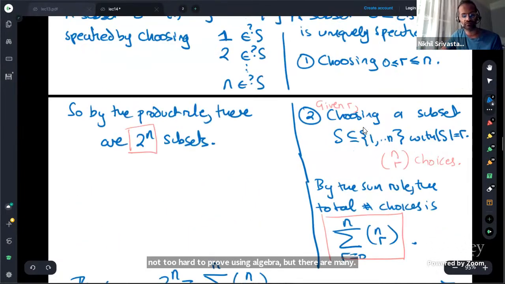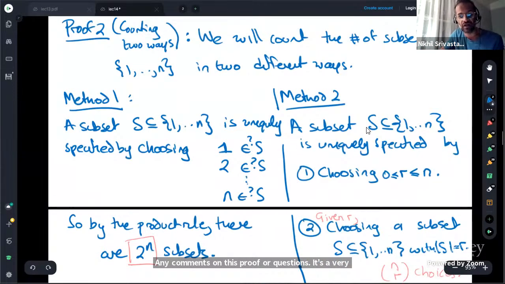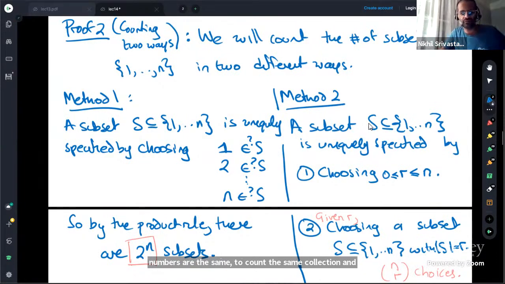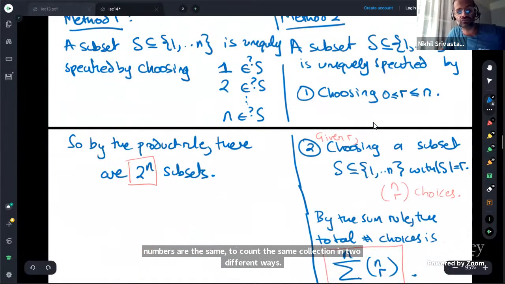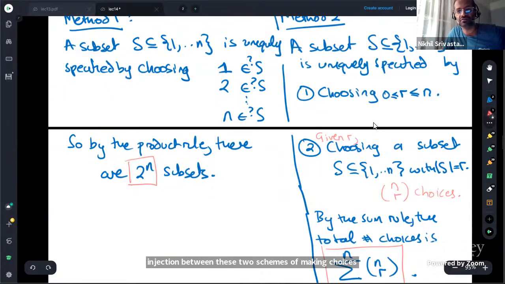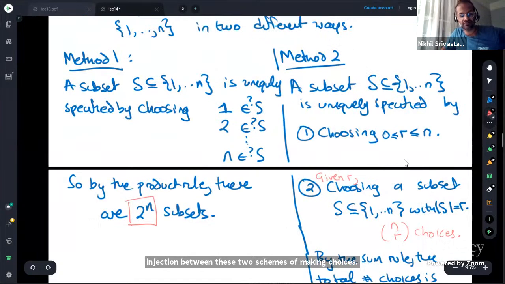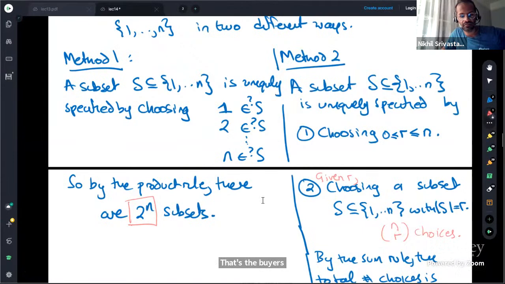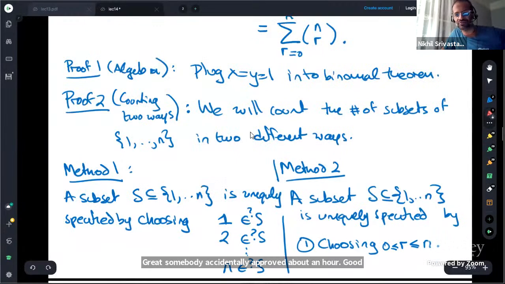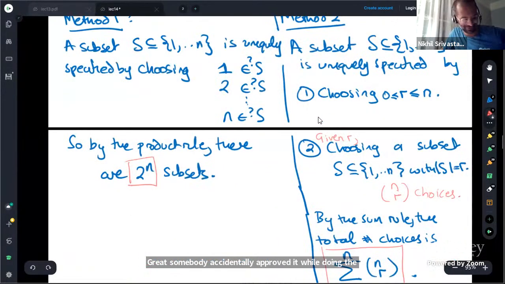Any comments on this proof or questions? It's a very powerful method, counting two ways. It seems a bit sneaky, right? You want to prove that two numbers are the same, so you count the same collection in two different ways. And implicitly, what you're saying is that there's a bijection between these two schemes of making choices. That's the bijection. Any comments or questions on this? Great. Somebody accidentally proved it while doing the homework. Yeah, it's always great to rediscover math on your own.